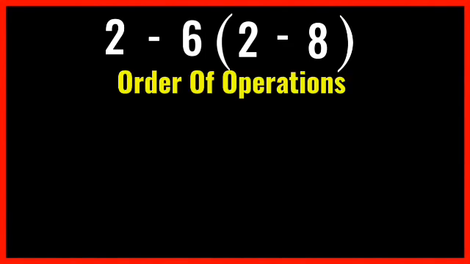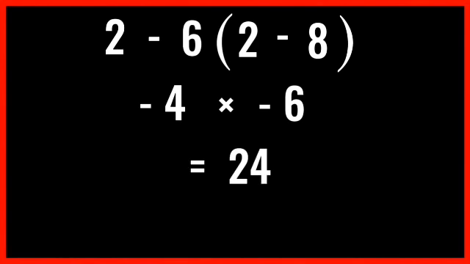When solving an expression like this, it's very easy to make a mistake if you don't carefully follow the correct order of operations. A lot of people look at the numbers and immediately start calculating from left to right without thinking about the rules, which leads to the wrong answer. For example, you might first subtract 8 from 2 and get -6, then subtract 6 from 2 and get -4, and finally multiply -4 by -6 to get +24. That might seem logical at first, but it's actually incorrect.